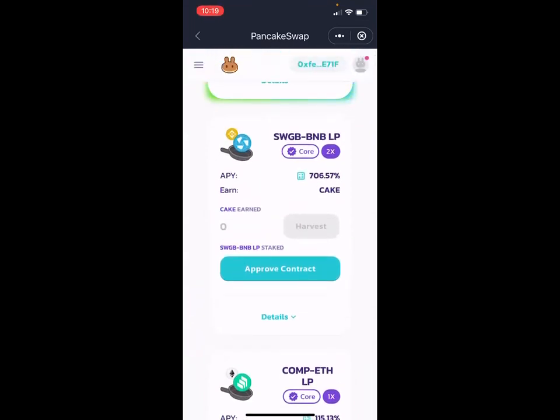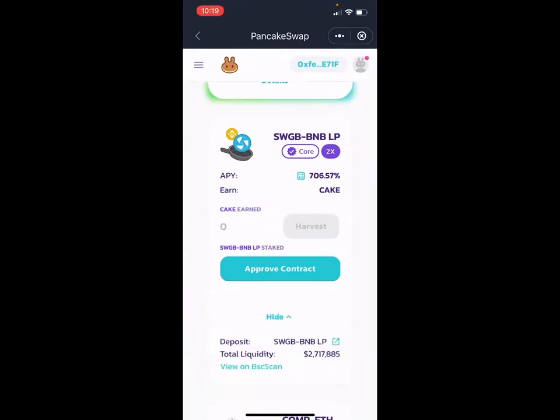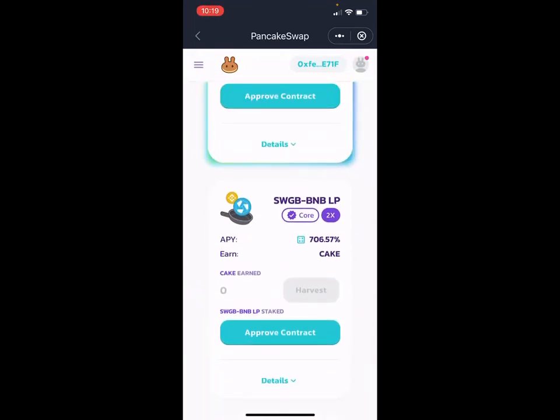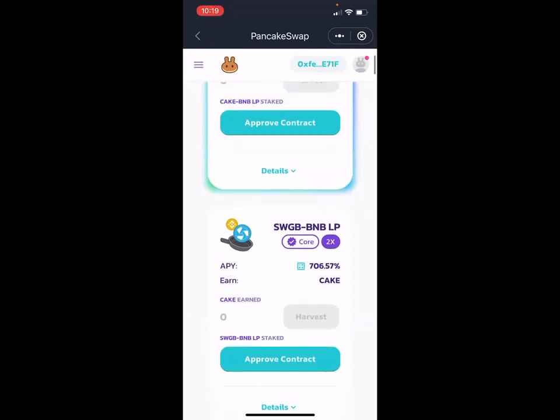Wow, look at that. SWGB 700%. It's still got 2.8 million in it, which is larger than the other one I'm doing, but I just don't know what SWGB is. Obviously, guys, these are risky. The higher they are, understand that there's more risk, right? So higher the reward, usually higher the risk as well.